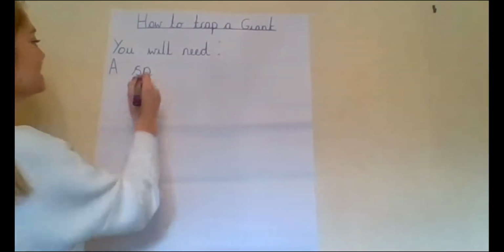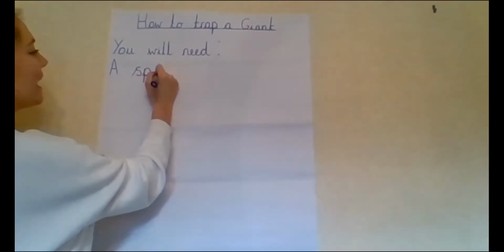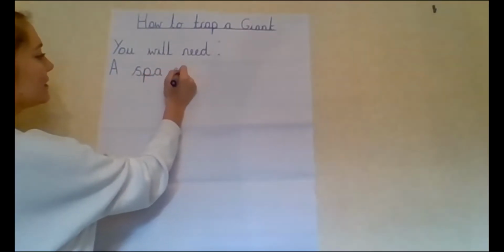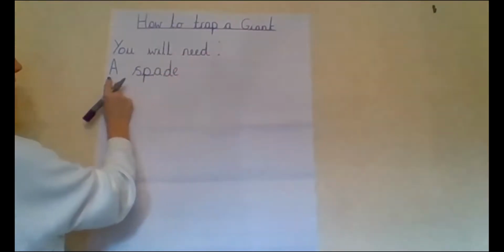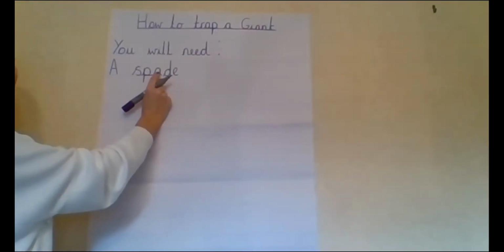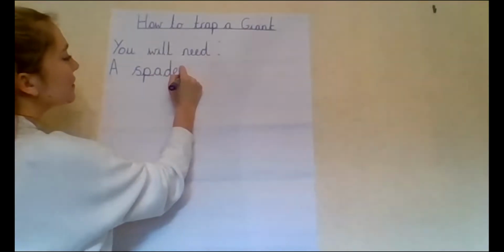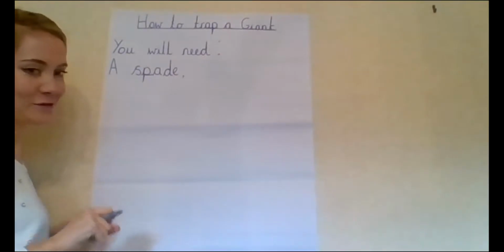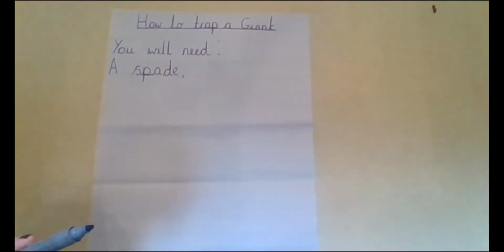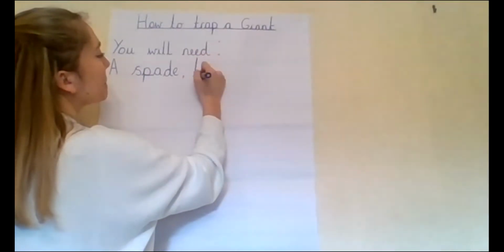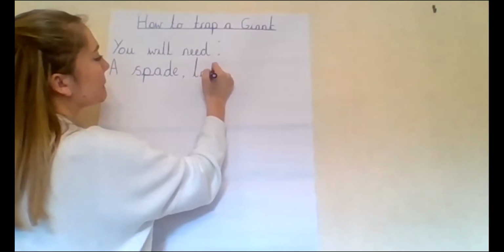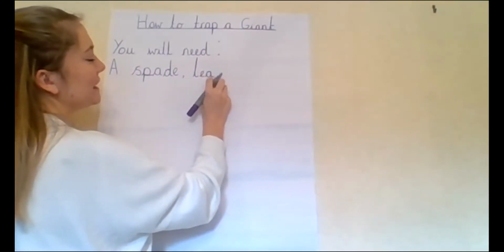A, good. A, the. See my chatty friend that we learned about. You will need a spade, comma. What was it? Trying to have a think. Let's see if I can remind myself of that story map. A spade, leaves.